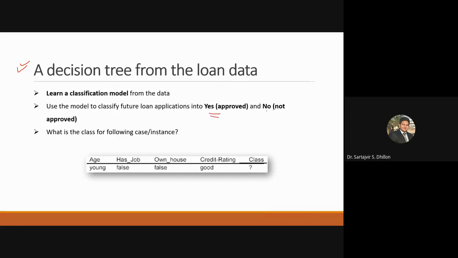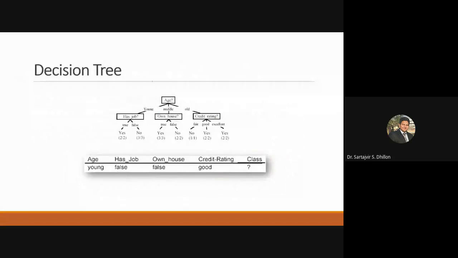There is a yes for approved and a no for not approved. Now you have a case: your age is young, you don't have any job, you don't have any home or house, and your credit rating is good. Will you get the loan or not? There is a question mark. So the machine can solve it, with the help of a decision tree.